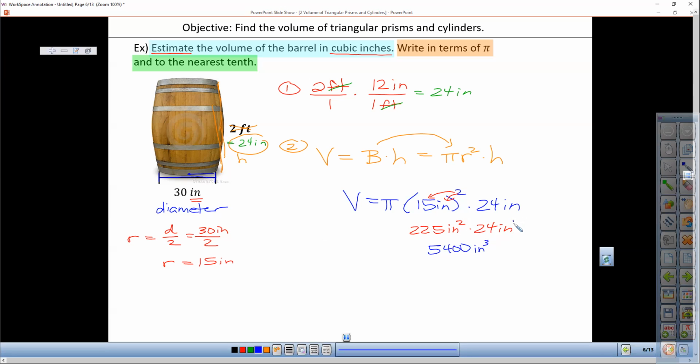Again, because I'm adding the exponents of 2 and 1 to get that 3. Now, here's where we have to be careful. Remember, we're supposed to write our answer in terms of pi. Here's our pi over here. So these two things together now give us an answer of 5,400 pi cubic inches. This is the one that's in terms of pi, meaning that pi is in the answer. And this means multiplication, 5,400 pi, and this was that operation here.